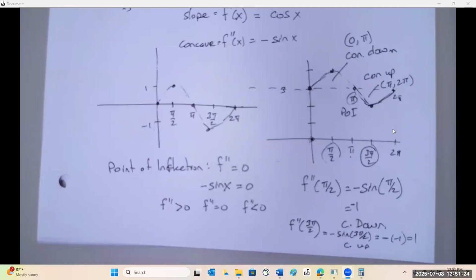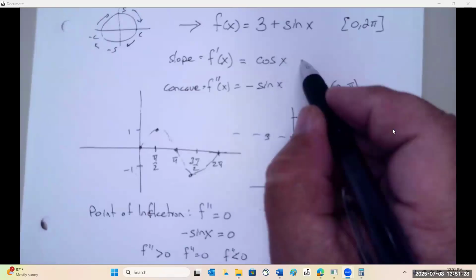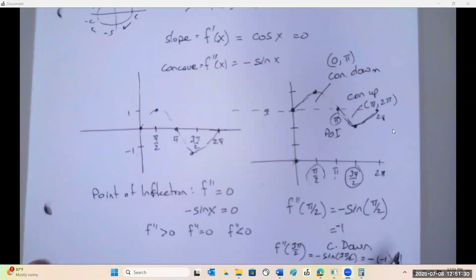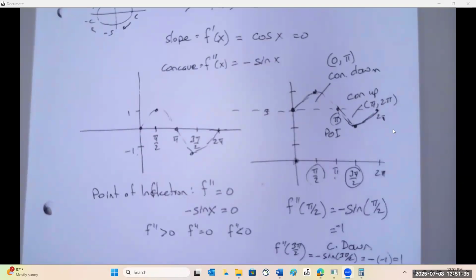How do we find the vertices? Well, take the cosine, set it equal to 0. Cosine is 0 where? At pi over 2 and 3 pi over 2. So you see what's happening here? We're slowly developing the graph, the shape of the curve.